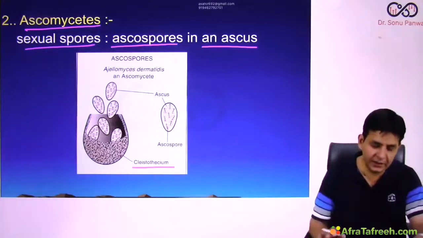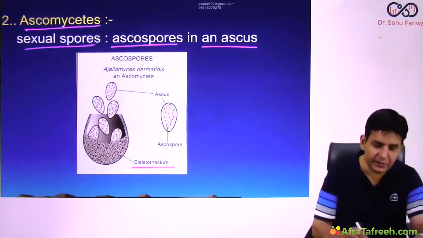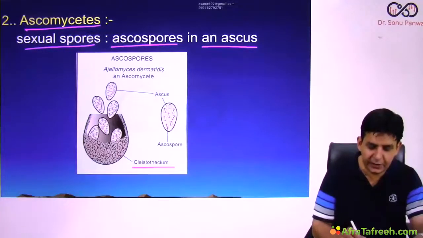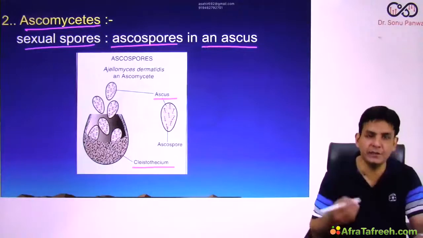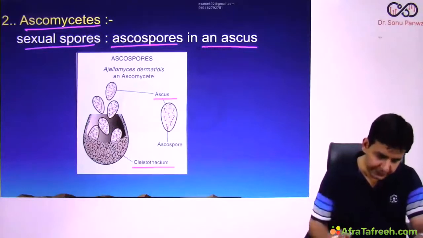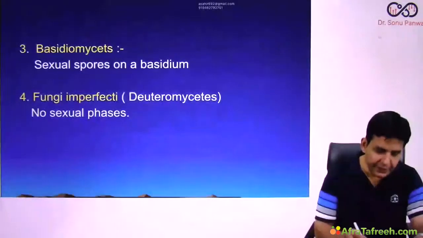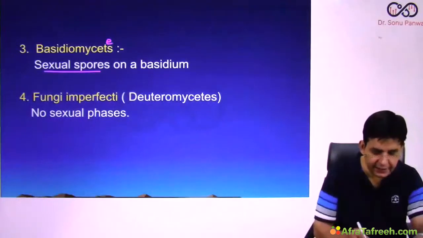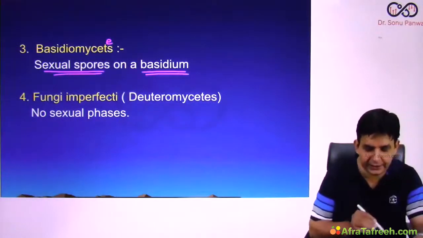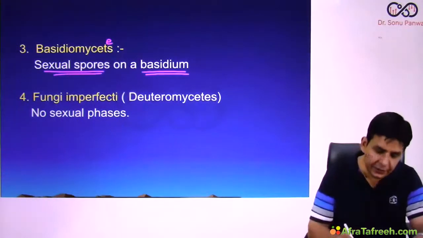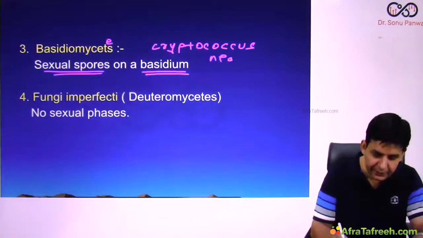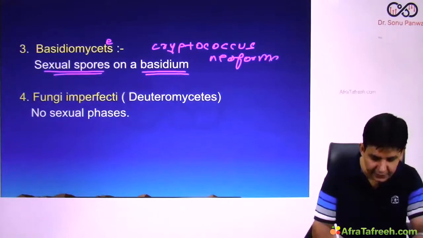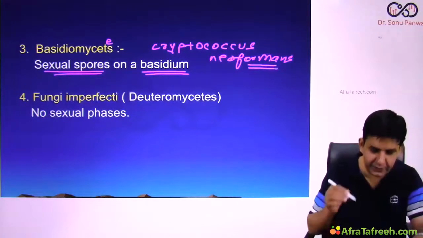Don't go into all this. You just remember that the ascospore's name comes from the structure termed as ascus, and inside that are ascospores. Fine. Then basidiomycetes, which have sexual spores on a basidium, and that is present in Cryptococcus neoformans.